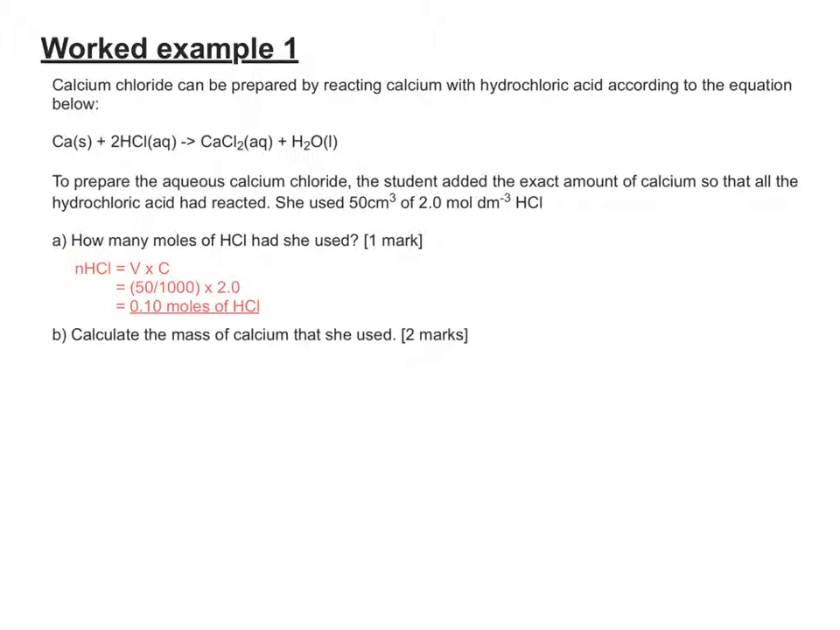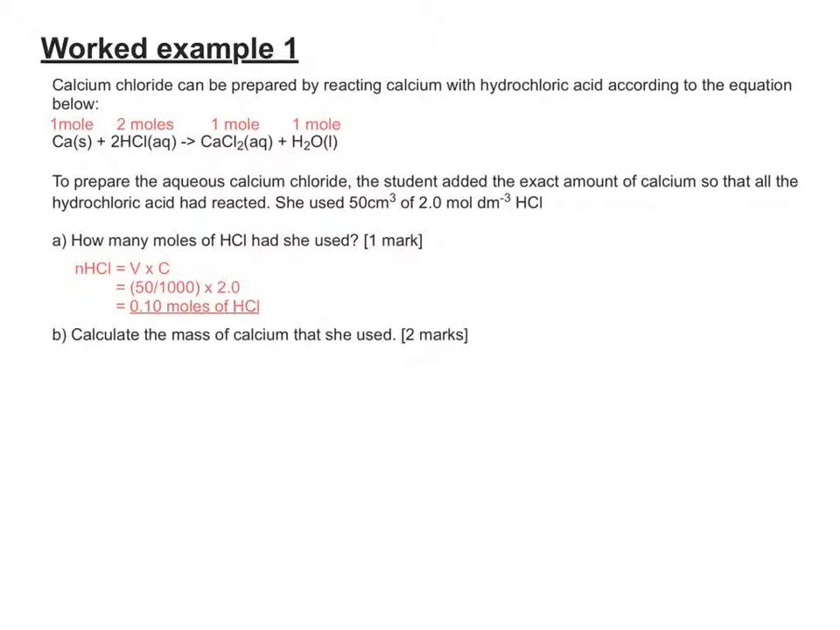So what I'm going to do is pop the number of moles of each thing above it in the equation, so you can see what I mean by the mole ratio that I talked about in the previous screen. So you can see what I've done is above the equation I've put in 1 mole, 2 moles, 1 mole and 1 mole, which tells me that if I've worked out that there are 0.1 moles of HCl, I can now work out how many moles of calcium I'm working with.